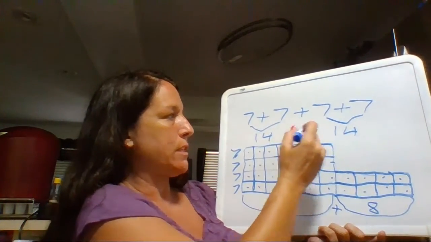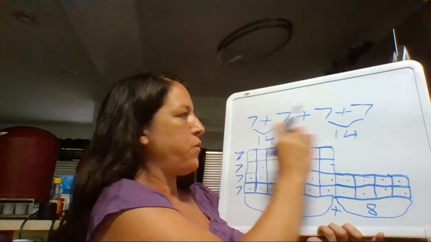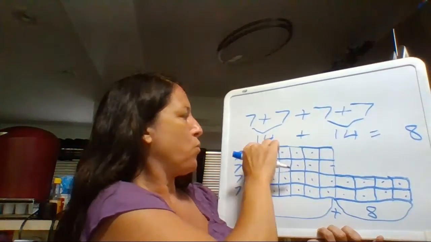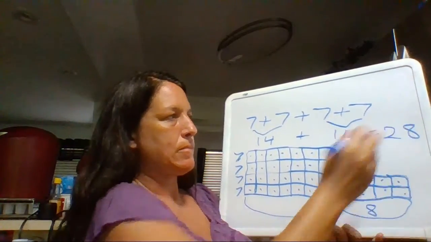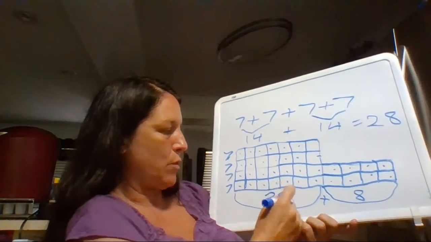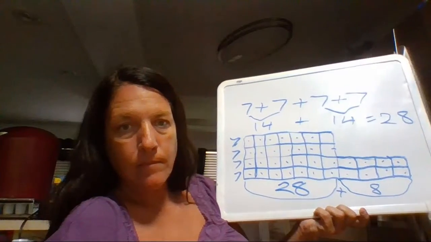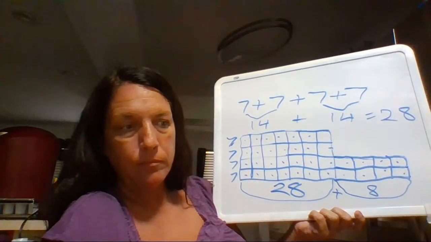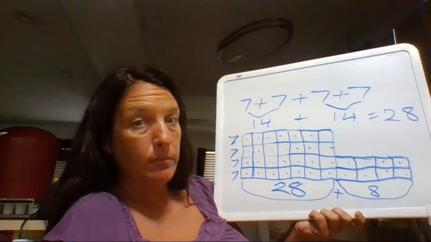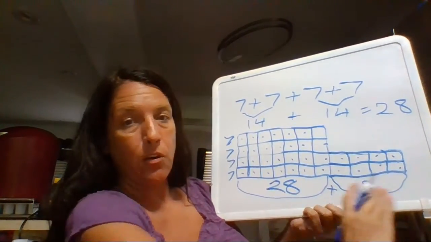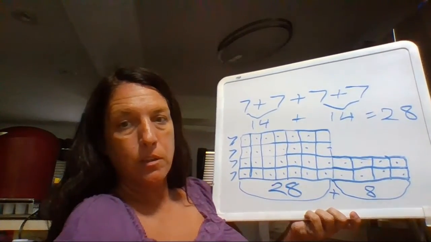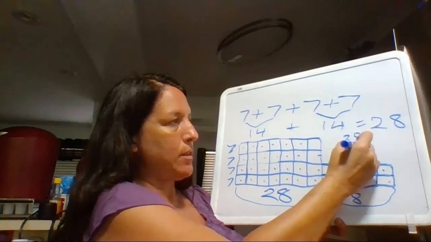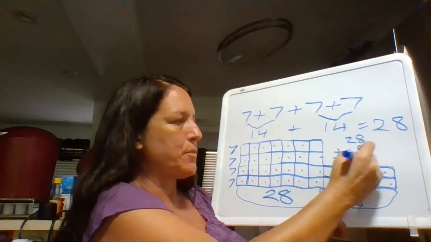So if we add 14 and 14 together, what's 4 plus 4? What's 1 plus 1? All right. Are we done? We know this side. We know this side. What do we have to do now? I want to know how many squares are in the whole thing all together. So we have to add them together. So let's do it right here. 28 plus 8. Looky there, another double fact.